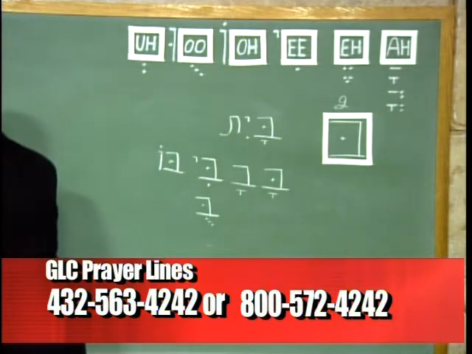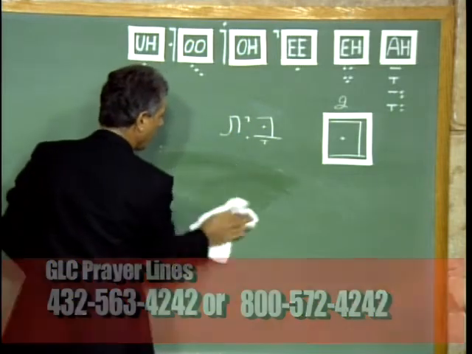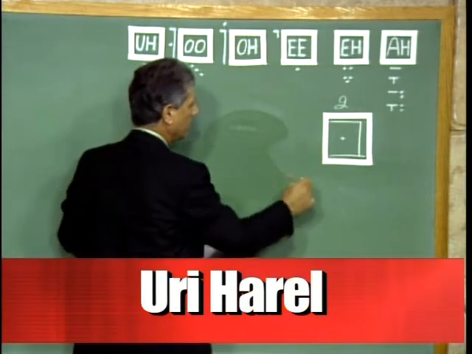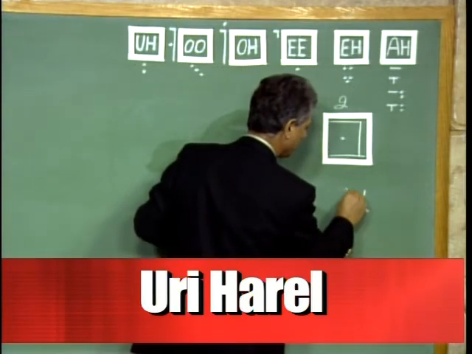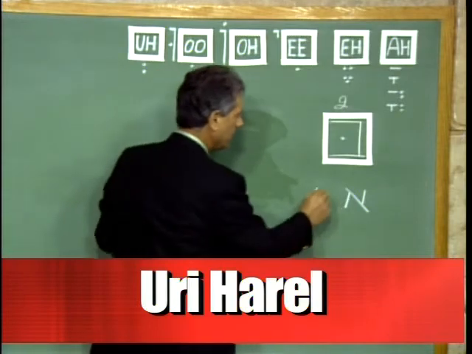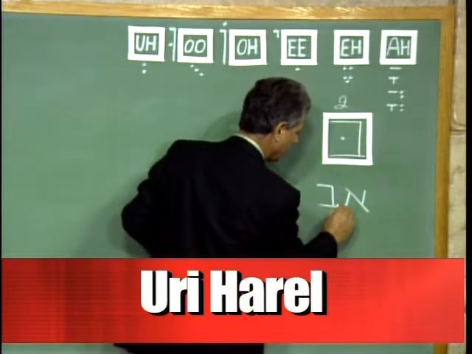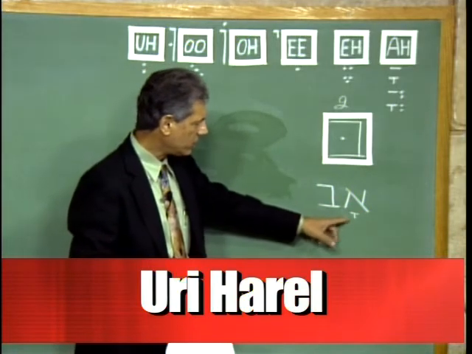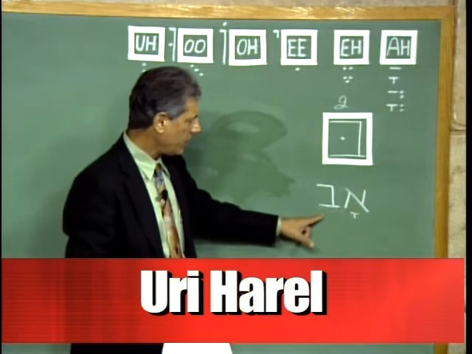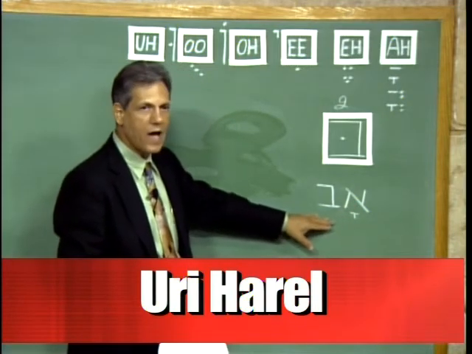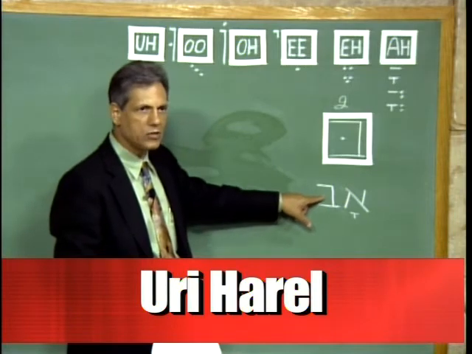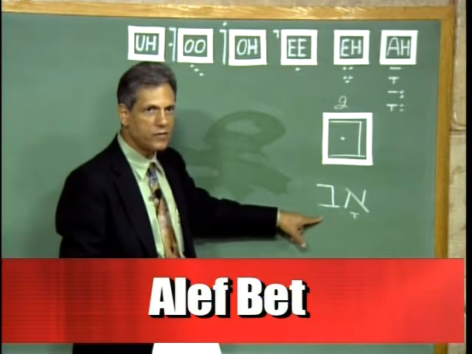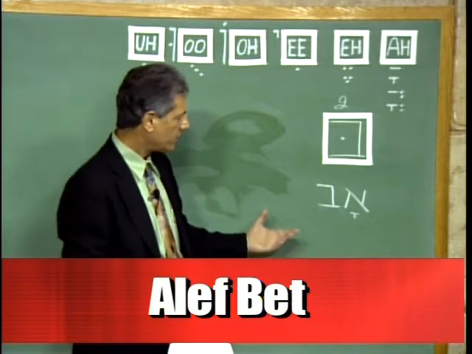Now, I want you to be able to read a word before we go today. So the word would be, here is the first letter of the Aleph Bet, the A. Then we have the Bet. And we have that vowel, which gives us an A sound. We have an Aleph and a Bet. Aleph with an A sound, that's an A, and a Bet without the Dagesh is a V sound. Av.